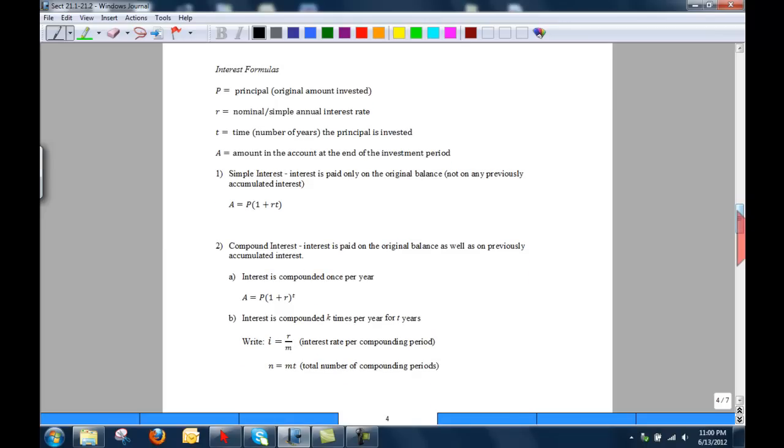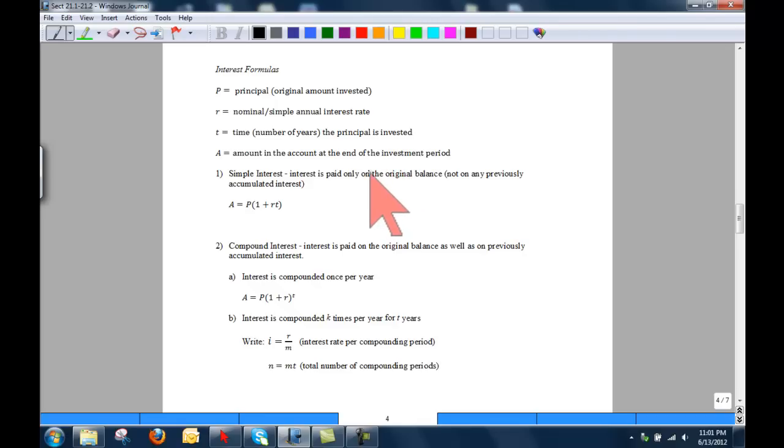Now let's look at the theory behind this, or actually formulas behind this. In general, here's the terminology that we're going to use, the notation that we're going to use, and it's the same as the textbook uses. P is the principal. It's the amount that we originally invested. R is the interest rate, and as the problems get more involved and involve different kinds of interest, this is going to be what's called the nominal or simple interest rate. T is the number of years of the investment. A is the amount at the end of the investment period.